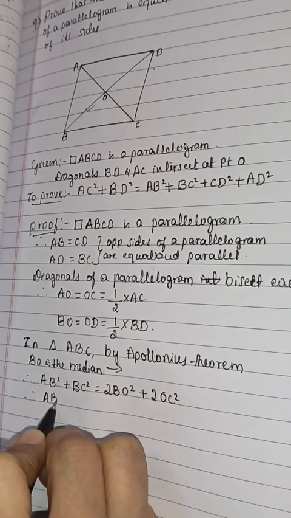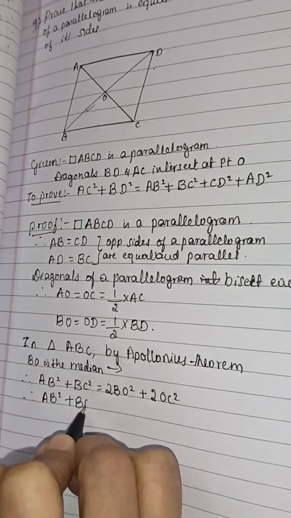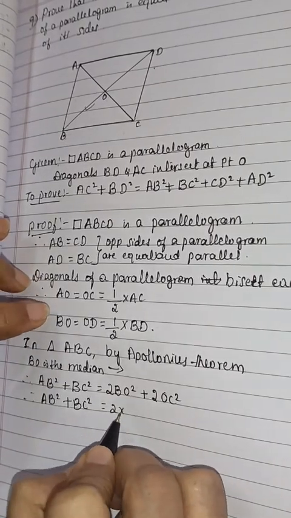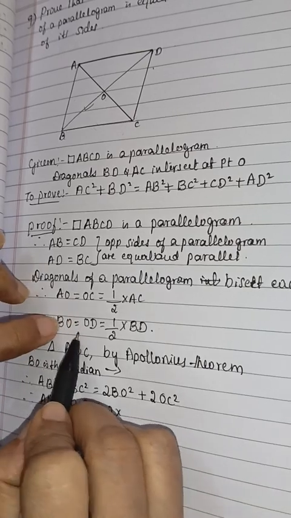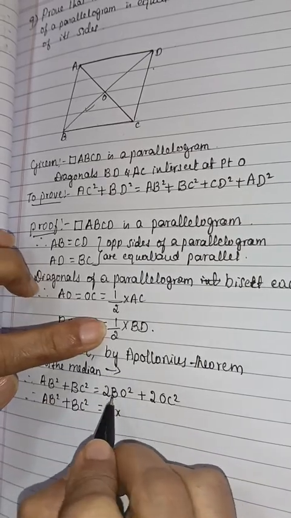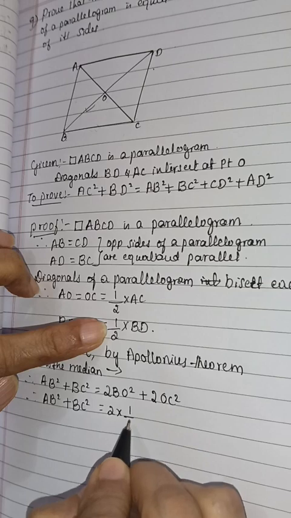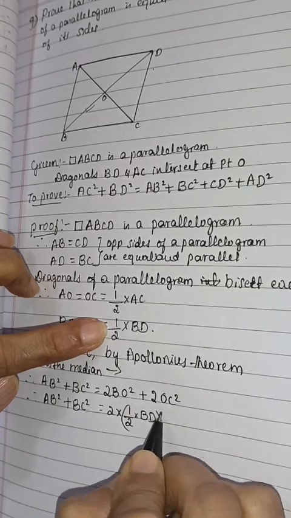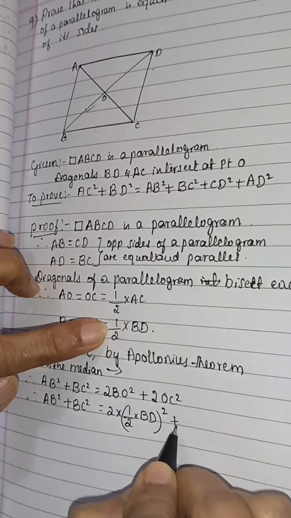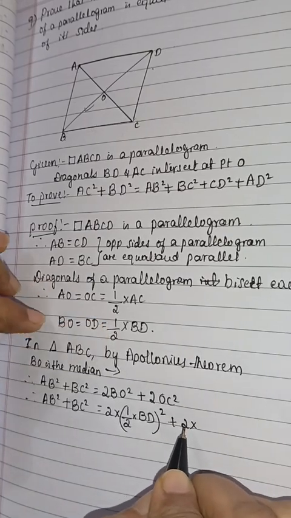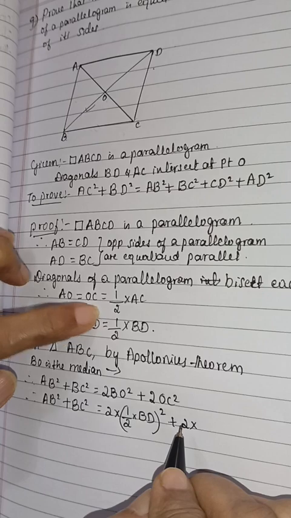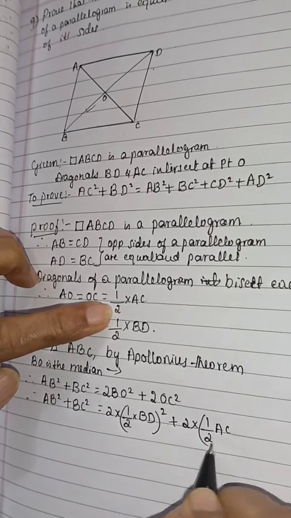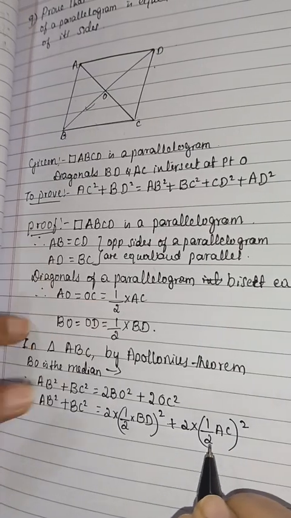Therefore AB square plus BC square equals 2 into BO square. This BO is half BD, so half into BD whole square, plus 2 into OC square. OC here is half AC, half AC whole square.